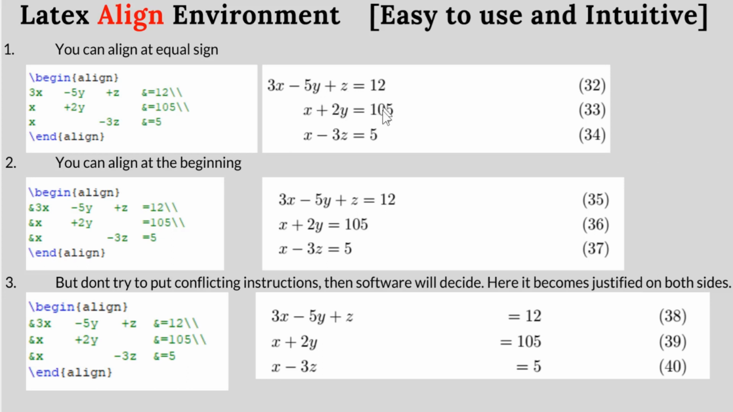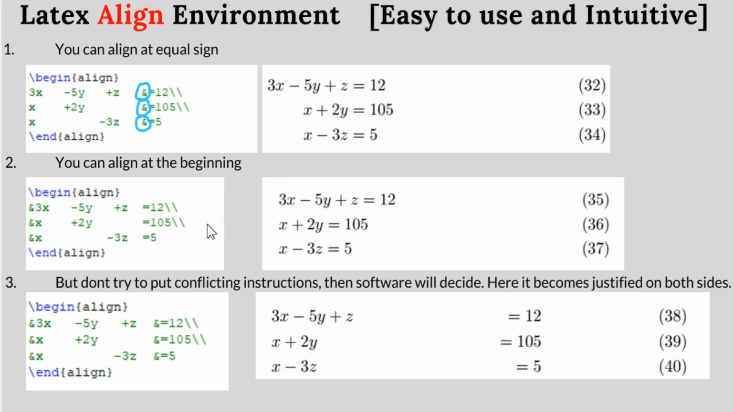Let's say I have these three equations and I want to number them separately, but I can use the align environment to control the alignment. For example, in the first part of this slide, I am using this alignment operator just before the equal sign to align these three equations at the equal sign. So as you can see, the equations are aligned here.